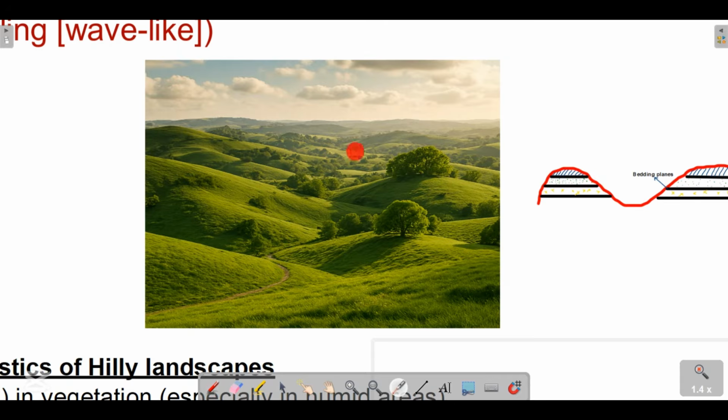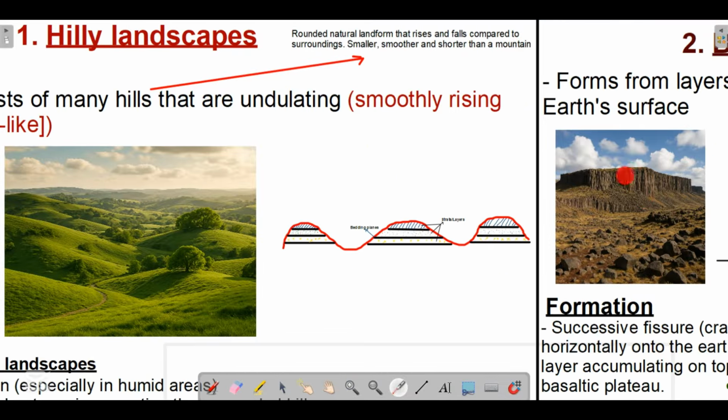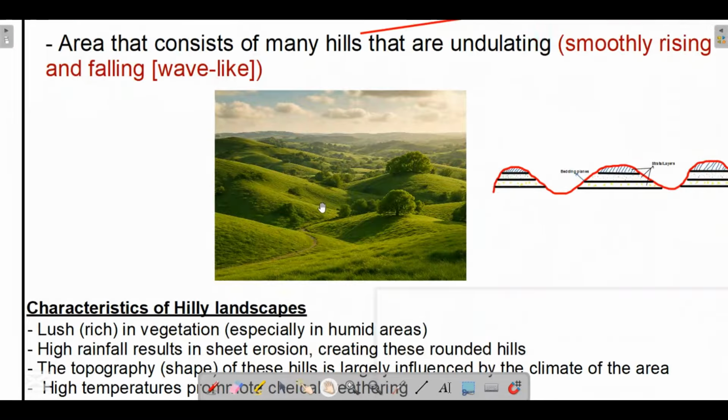So that's what characterizes hilly landscapes. They are made up of these hills. Hills, guys, are simply rounded natural landforms that rise and fall compared to the surroundings. They are quite smaller, quite smoother, and quite shorter than a mountain. So if, for an example, you compare this image over there to this landform, it's quite smoother, quite gentler, quite shorter than that one. This one, we can say it's rugged, it's rough, and it's quite high. It's a high-lying landform. So these are your hills.